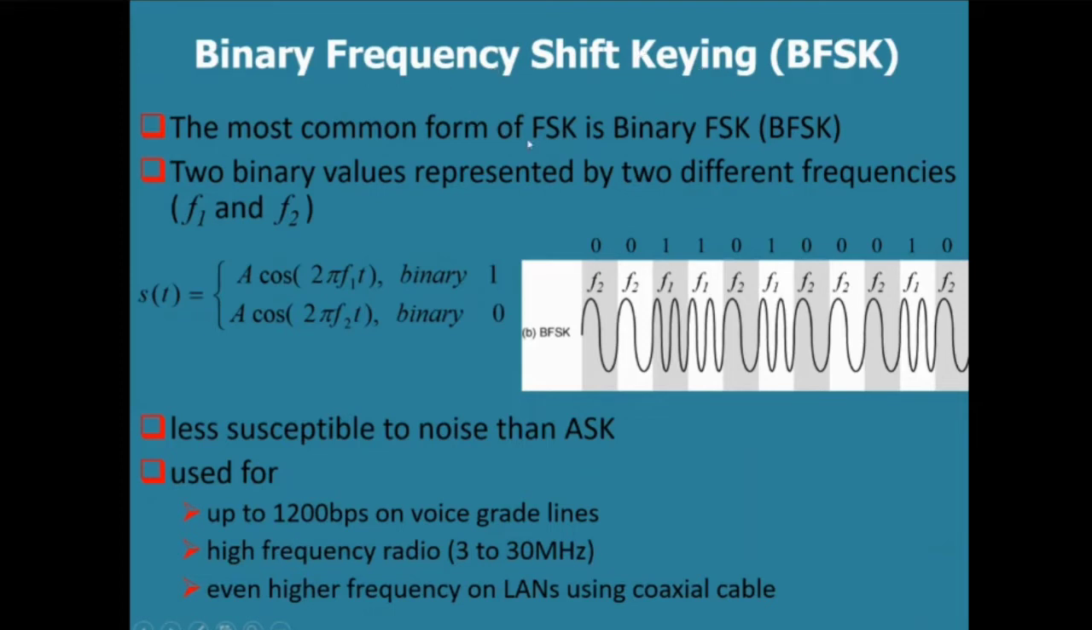Next one, frequency shift keying, or binary frequency shift keying technique. The most important form of FSK is binary frequency shift keying. Here, two binary values are represented by two different frequencies, F1 and F2. So s(t) equal to A cos 2 pi F1 t for binary 1 and A cos 2 pi F2 t for binary 0, where A is the amplitude of your carrier signal. So for binary 0, it will allow one carrier signal, and for binary 1, it will allow another carrier signal.